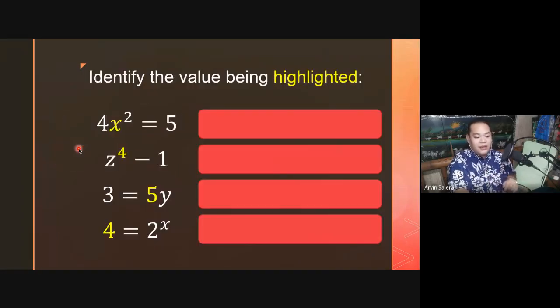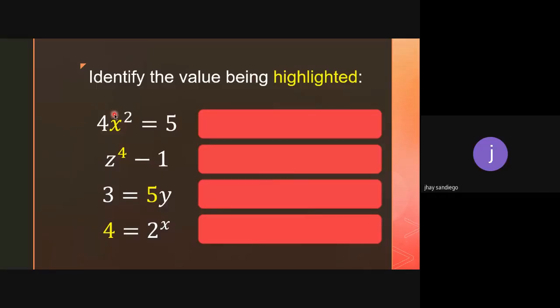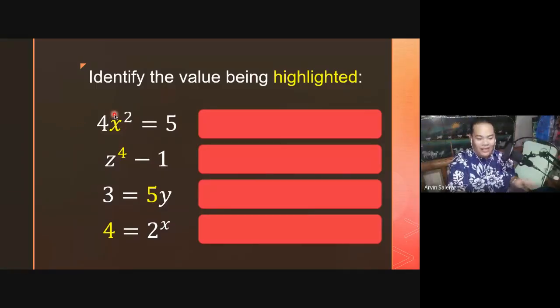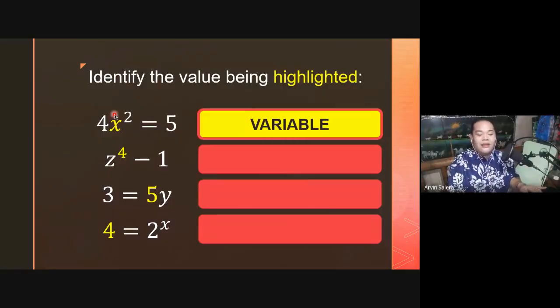Okay, now, identify the value being highlighted, or identify what its name is. In the example, 4x squared equals 5, what do you think is the name of the one being highlighted? What do you call it? It is a variable. Okay. Next. Z to the power of 4 minus 1.